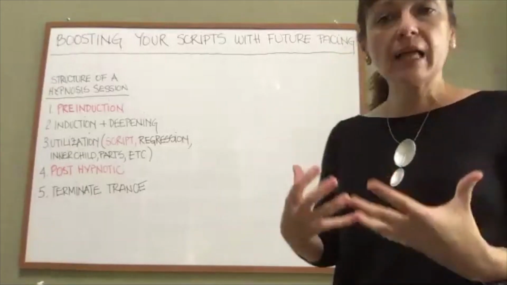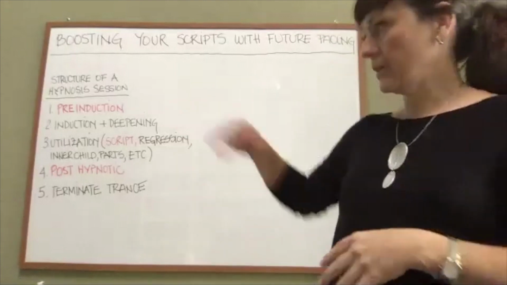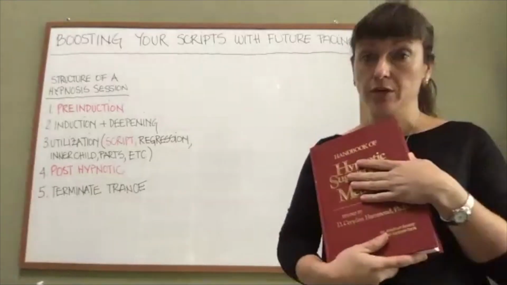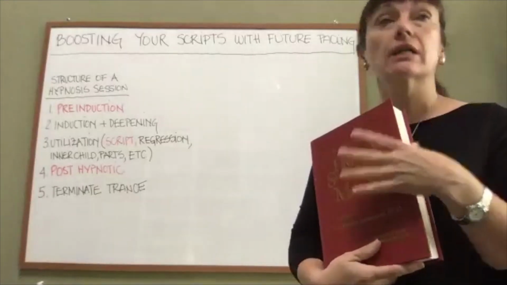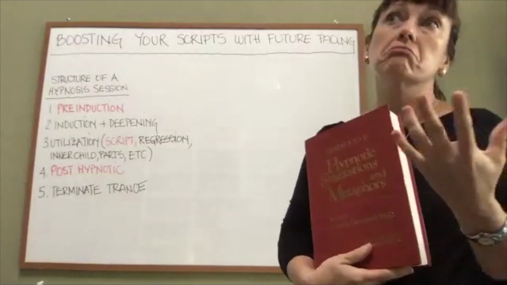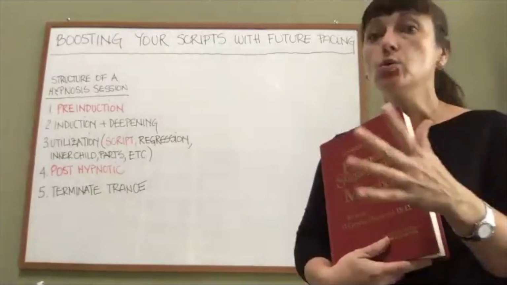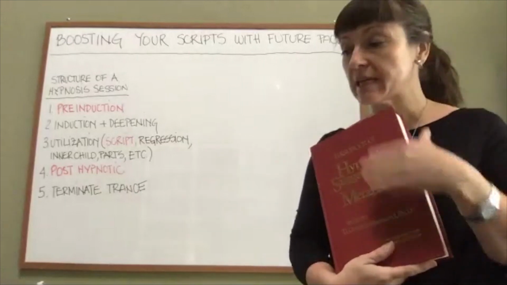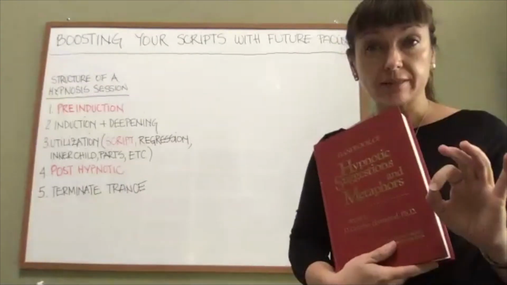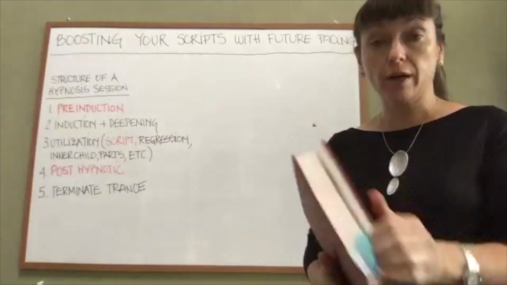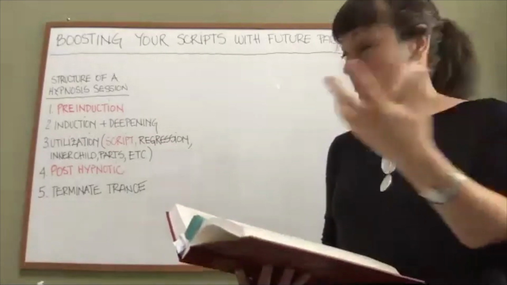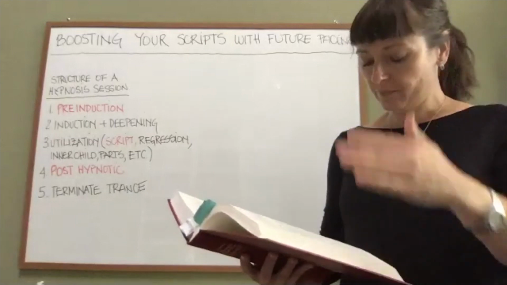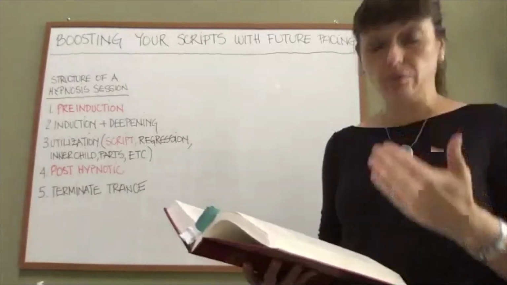So when we apply a script and the utilization, oftentimes what we do is we have a few references that we use often. And when a client comes in, for example, with issues with confidence, we're thinking, ooh, I have the perfect script. There's this great ego strengthening script. It's really good with confidence issues. And so we decide that's the one we're going to use with them. And so we put them in our trance, we get them nice and deep, and then we begin to give them the suggestions of the script.